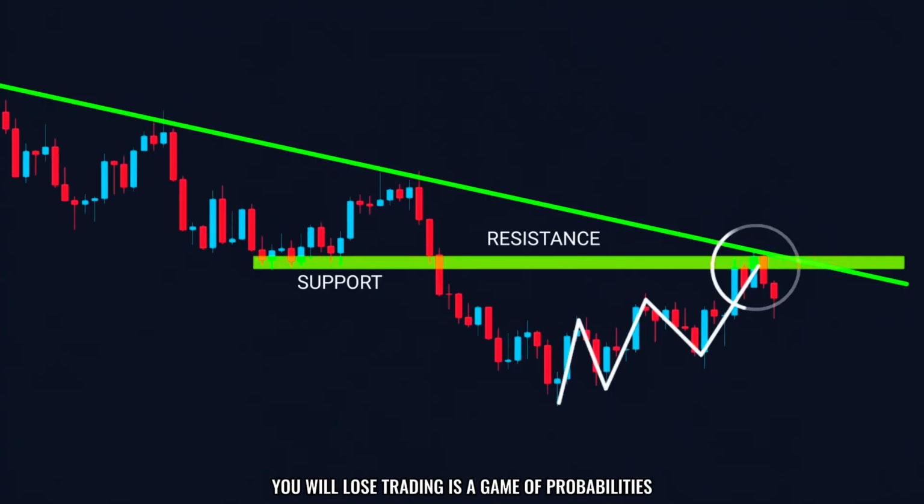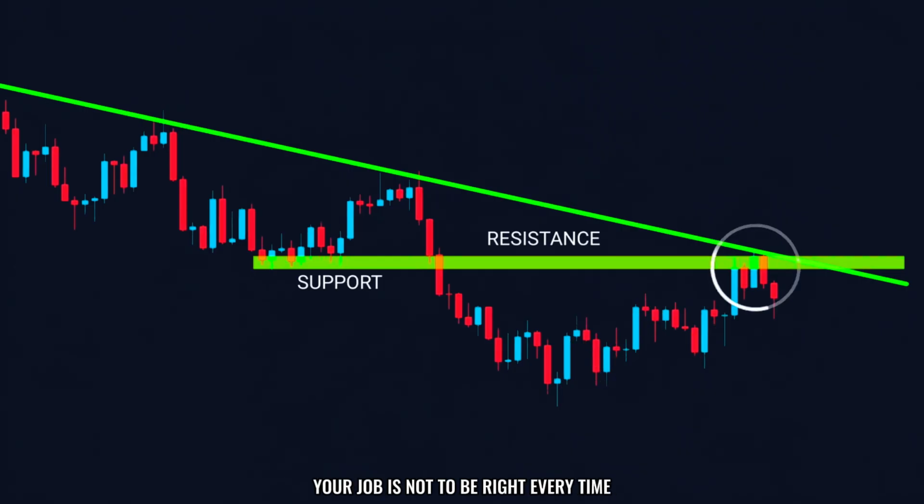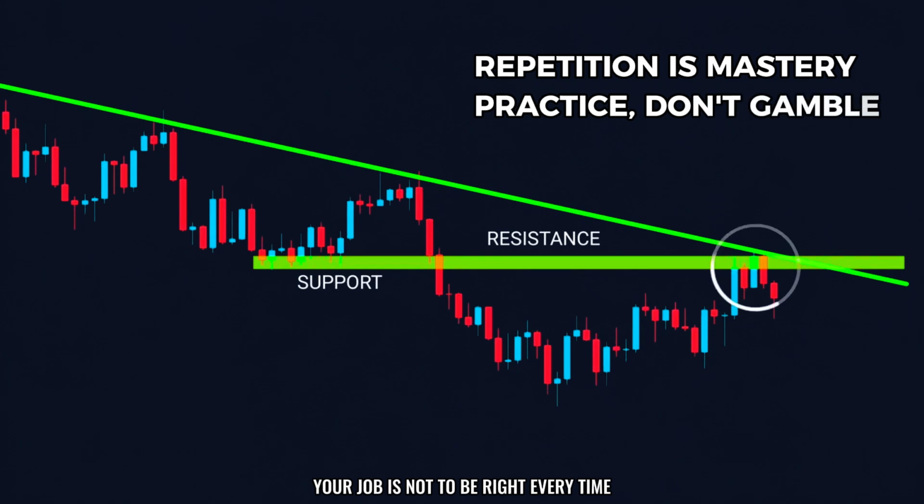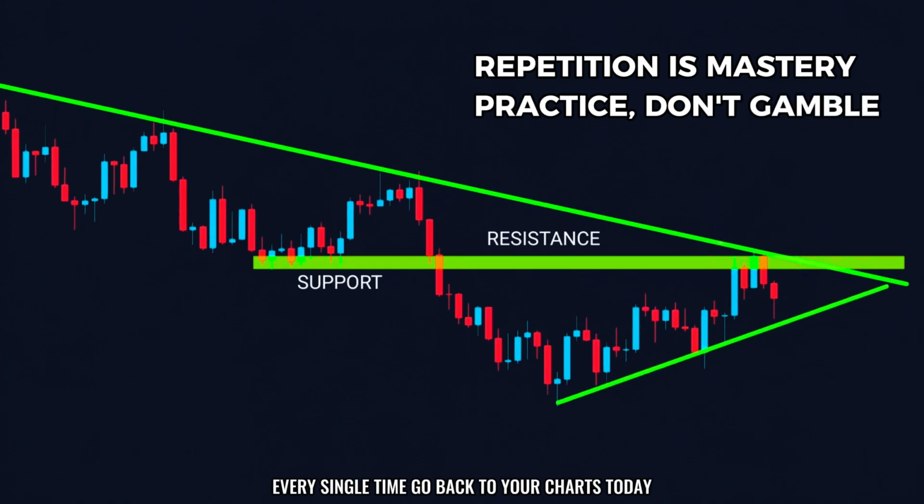Trading is a game of probabilities, not certainties. Even a perfect setup can fail. Your job is not to be right every time. Your job is to execute your process flawlessly every single time.